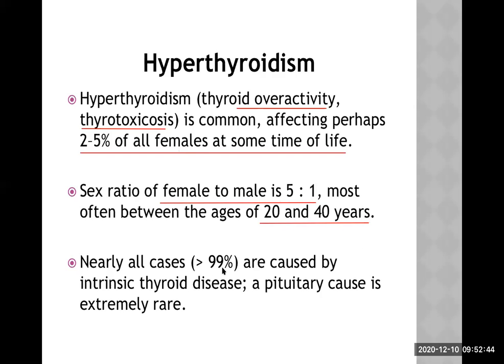Nearly all cases, almost more than 99%, are caused by intrinsic thyroid disease. Okay, that is primary hyperthyroidism. A pituitary cause is extremely rare. It is less than 1%. That means secondary hyperthyroidism or central hyperthyroidism is quite a rare condition, but sometimes even that rare case may come to you. So we should have knowledge. We should know how to diagnose it. Let's move on.